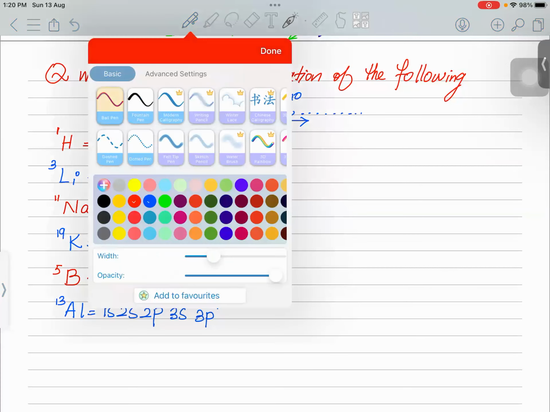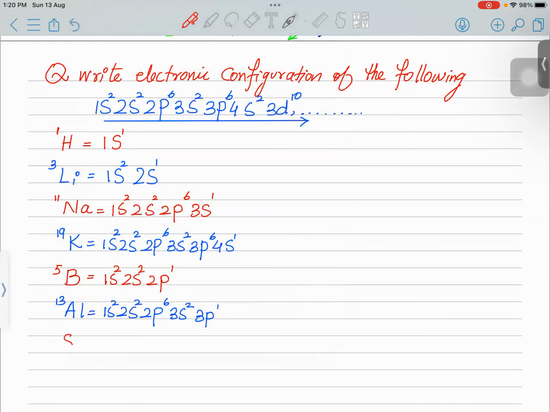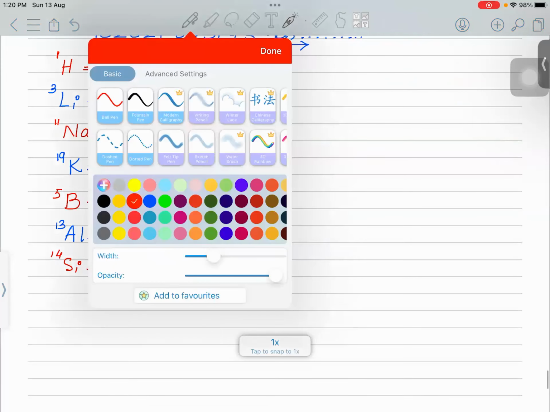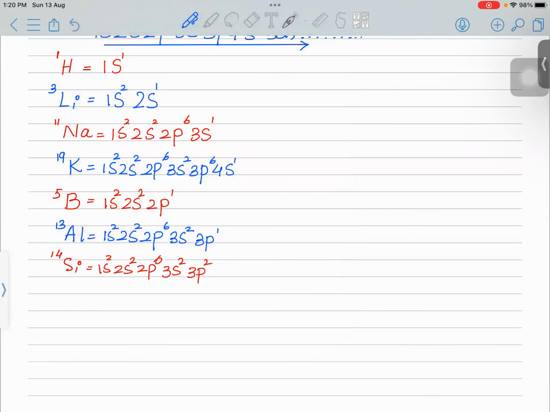Now Mohammed, your turn. Now you have silicon, 14. 1s2, 2s2, 2p6. That is 10 up until now, and then 3s2, and then 3p2. Very good. Alhamdulillah, you all have learned.